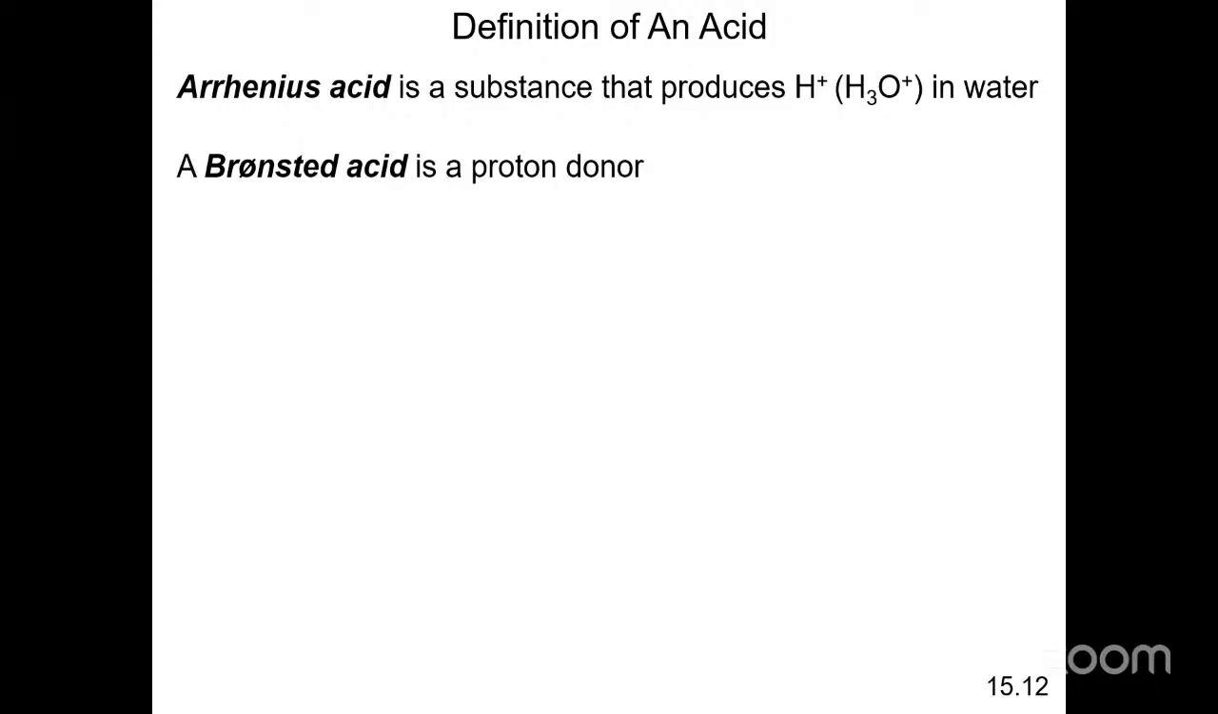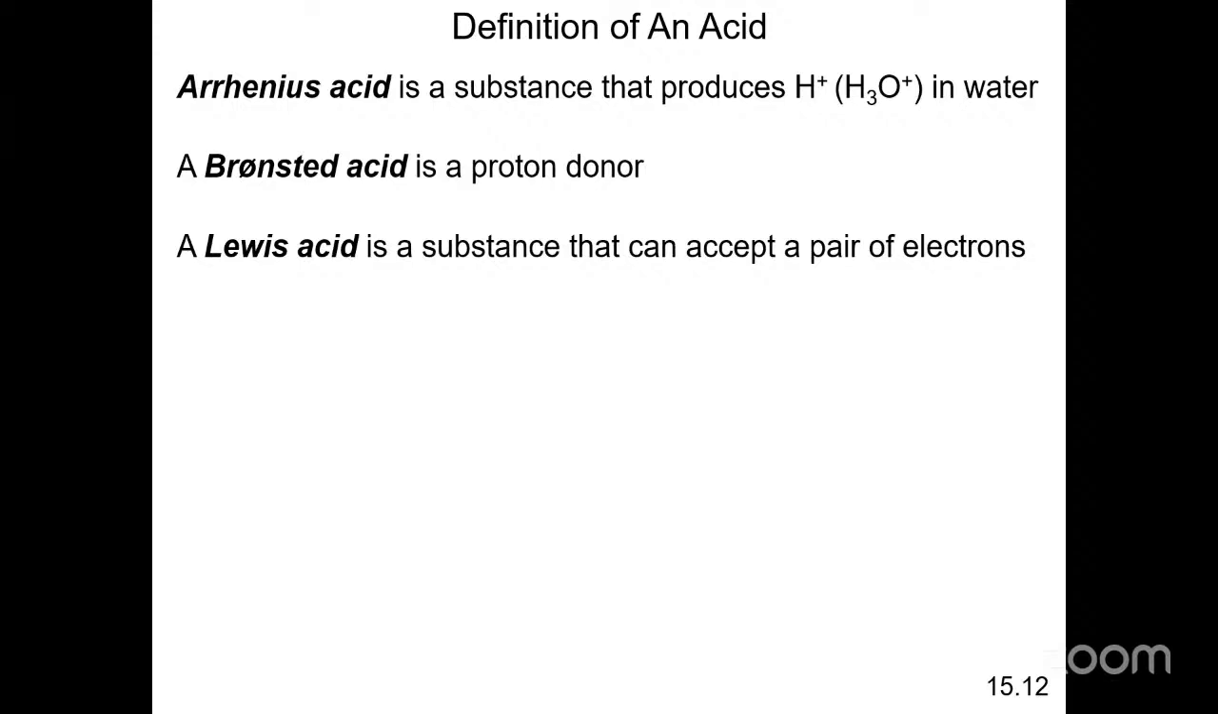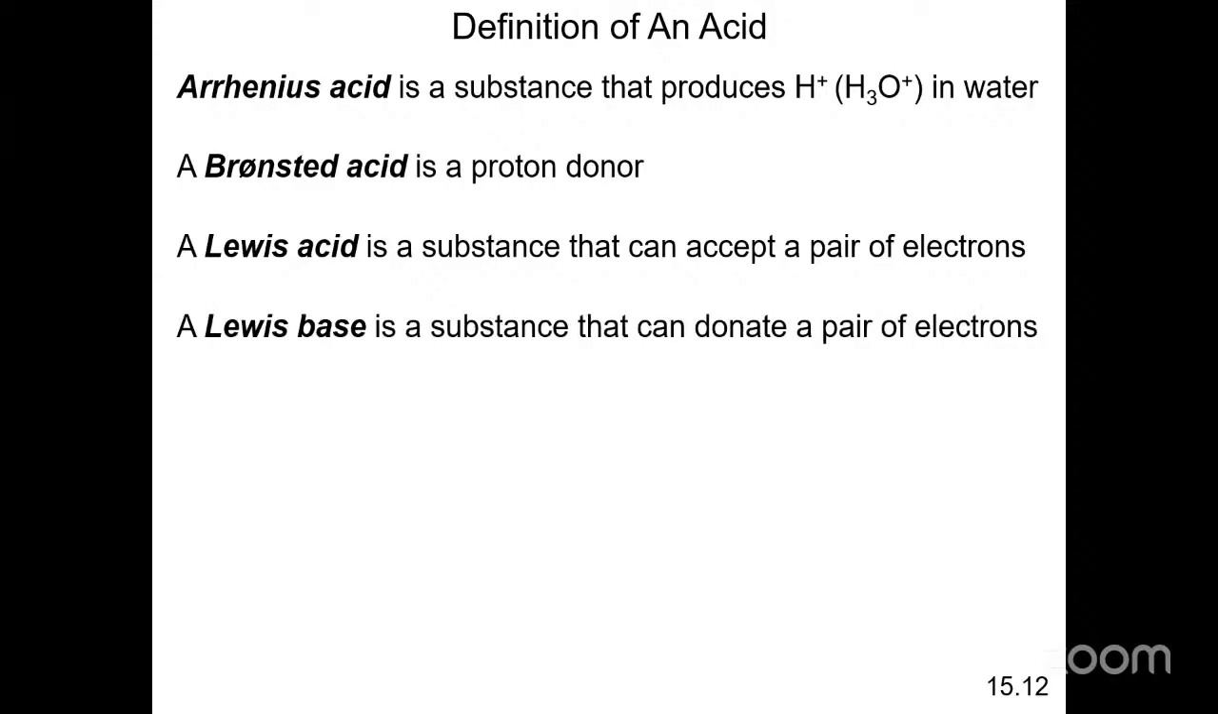But there is a third definition of acids that I'm going to introduce to you now, and that definition is the Lewis definition. Basically what the Lewis definition says is that an acid is a substance that can accept a pair of electrons from another substance. And while we're at it, we can talk about a Lewis base, which is a substance which can donate a pair of electrons to another substance, all right? So those are 2 new additional definitions of acids and bases. So a Lewis acid will accept electron pairs, and a Lewis base will donate electron pairs, all right?